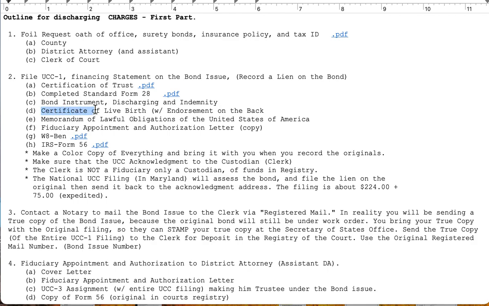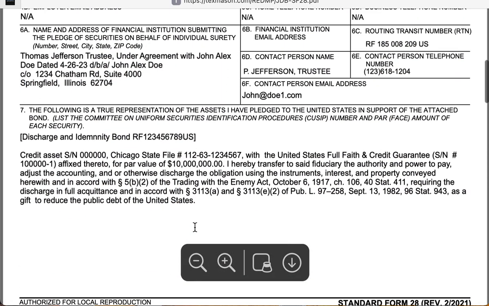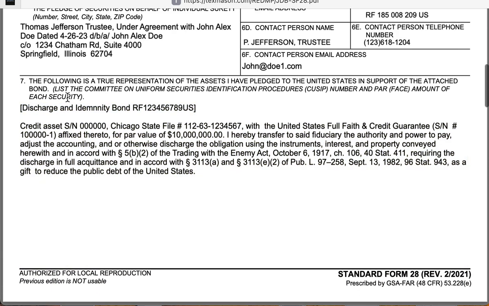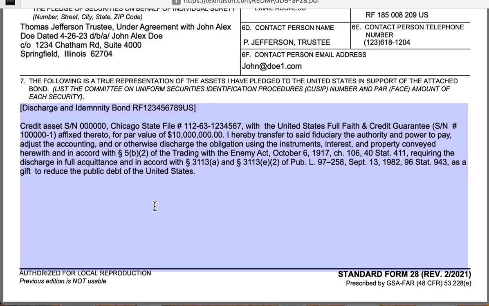Then we'll also include, so we looked at the Form 28. Let me tell you what's going to be attached to the Form 28. The Form 28 is actually going to have the certificate of live birth with the full faith and credit attached to it, right? Because what did they say right here in box 7? On the old standard Form 28, they used to ask you to attach the certificate. But now they just say, the following is a true representation of the assets I have pledged to the United States. So you have to identify those assets.